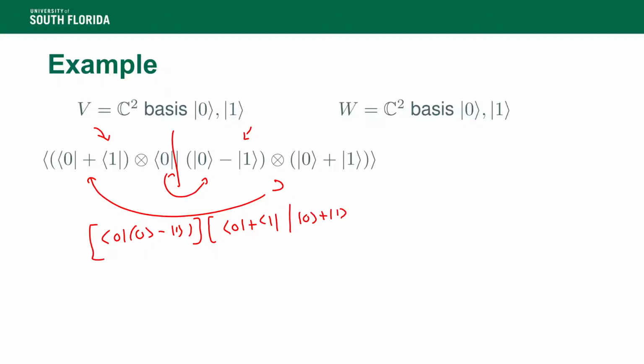Okay? So this thing is simply 1 plus 1, and this thing is just 1 minus 0, because 0 and 1 is a tensor 0. So what we get here is 2, okay?